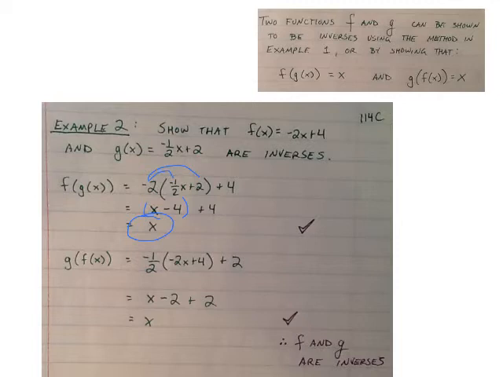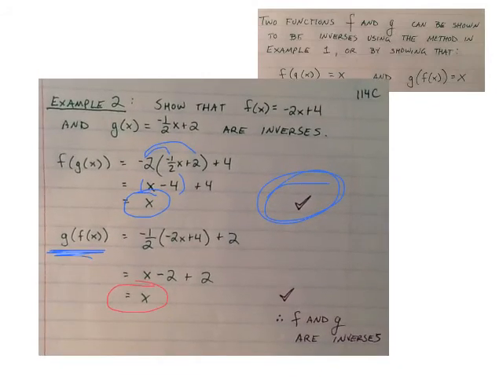And that's good, but we don't want to stop there. We also have to show that the composite function g of f of x is equal to x. So I went through this process and found that to also be equal to x. The conclusion, because both of those are true, we can say that f and g are inverses of one another.